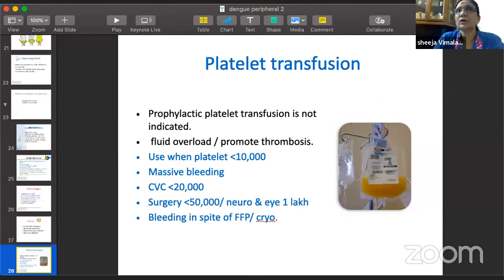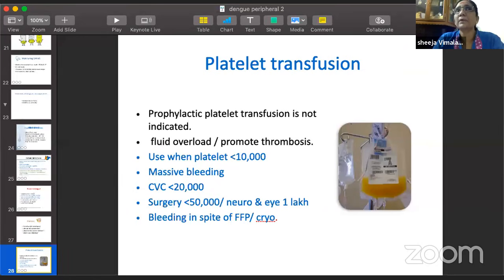You start with crystalloid, give blood as soon as it is available, then give FFP, and still if the baby is continuing to bleed, you give platelet. So the platelet comes lower down even in a child with a bleed, because the bleed is not exactly due to thrombocytopenia. If you want to put a central line, you need a platelet count of 20,000. If it's a patient for a surgical abdomen, you need at least 50,000. Neurosurgical cases would require 1 lakh.